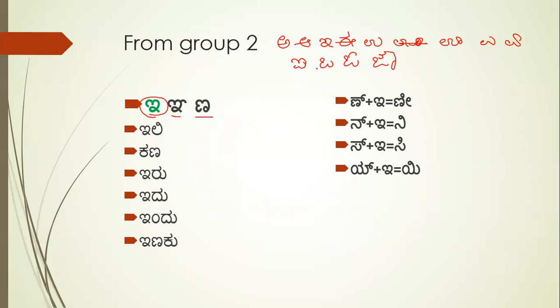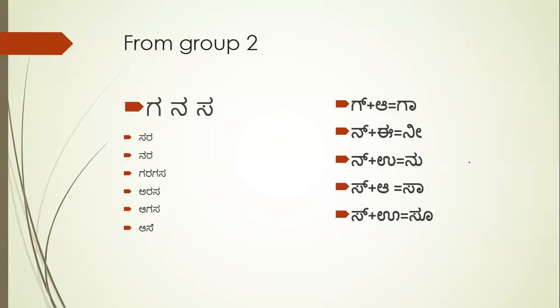Okay, so like this. If I take this e, the words we have are ili, then next letter is kana, next is iru, next is idu, next is indu, next is inaku. These are the words. Now if I take a combination, half na plus e, it becomes ni. This dirgha won't come. And half sa plus e becomes c, half ya plus e becomes e. Okay, so let's go for the next group.